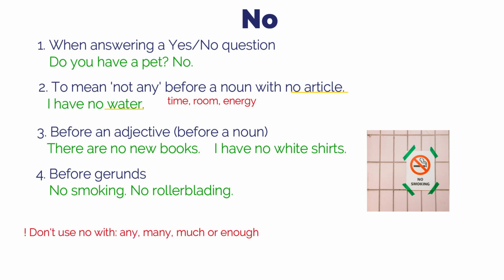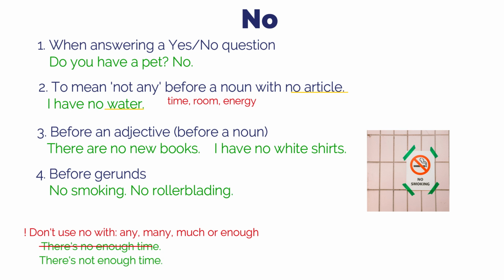Now, it's also important to remember that we don't use no with any, many, much, or enough. This is a common mistake that I hear students make. For example, there's no enough time. That's wrong. We should say there's not enough time. So with these words, you must use not.